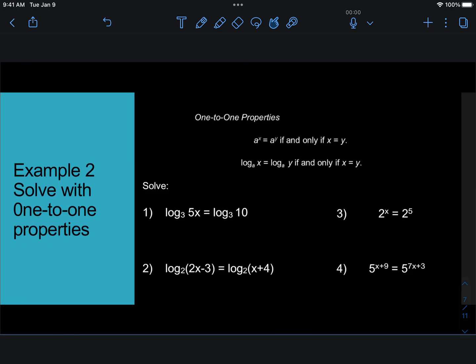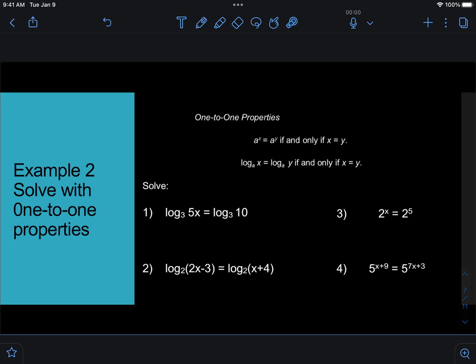All right, our next example, solving with one-to-one properties. So our one-to-one properties are these: that if we have a to the x and we're saying it's equal to a to the y power, that means that x and y have to be equal to one another. Likewise, log base a of x equal to log base a of y, that only works if x and y are the same. So basically, if the base matches, you can just set either the exponents or the log parts over here equal to one another.